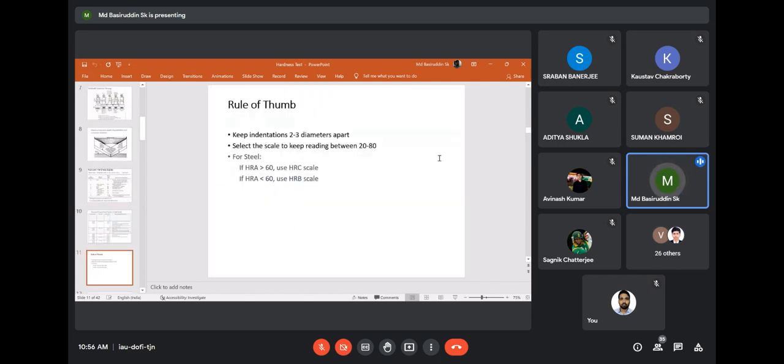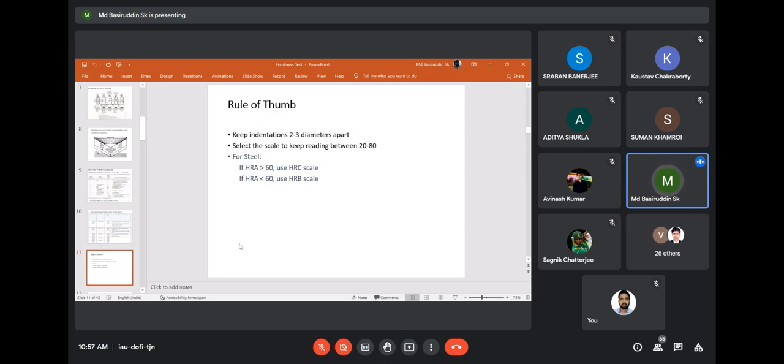So that is why people have set certain thumb rules, like keep the indentations 2 to 3 diameters apart. Whenever you go for indentation, you should not take only one hardness test. Rather, you have to take multiple hardness readings on the same surface area, but the two indenters should be 2 to 3 diameters apart, such that they do not interact with each other.